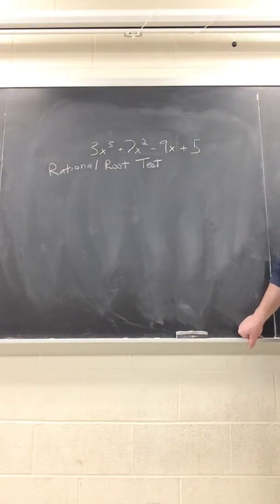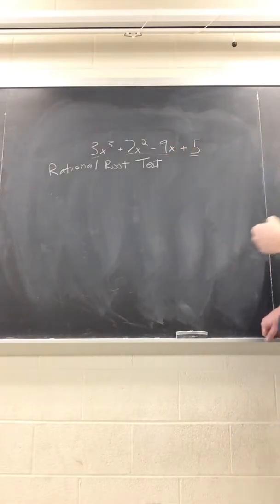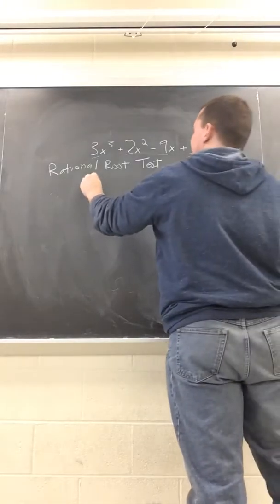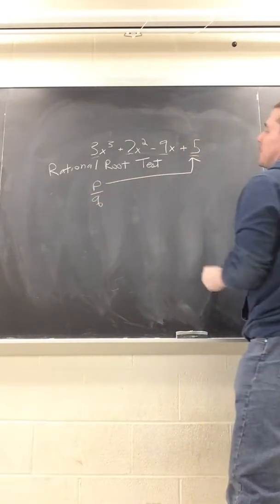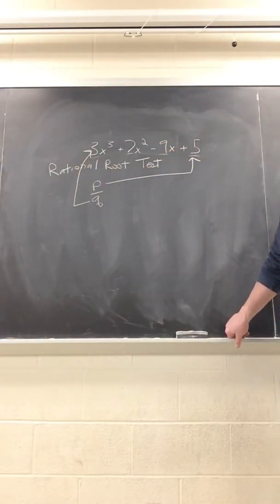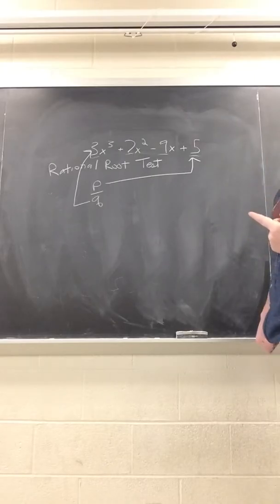All the rational root test says is if you have a polynomial and the coefficients are integers, 3, 7, 9, 5, those are all integers, so we're good. If the coefficients are all integers, then if you have a rational root, it has to be of the form p over q, where p is a factor of the constant term and q is a factor of the leading coefficient. It sounds a little confusing when you first hear it, but essentially the idea is we have a polynomial with integer coefficients, so we want to find all possible rational roots.